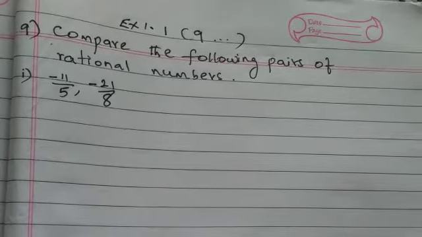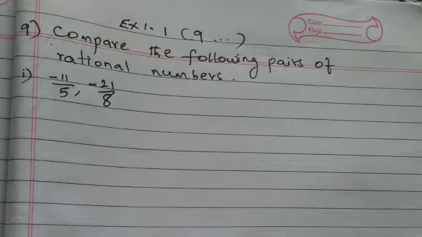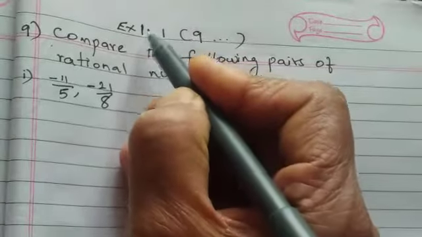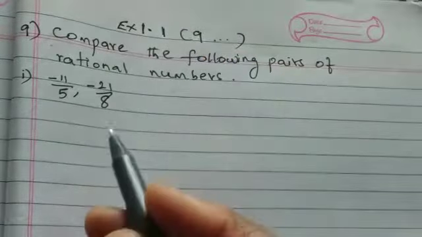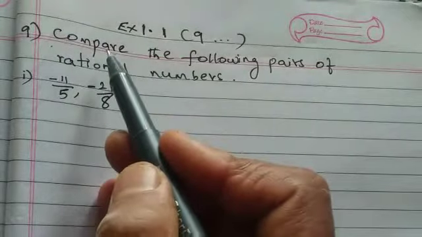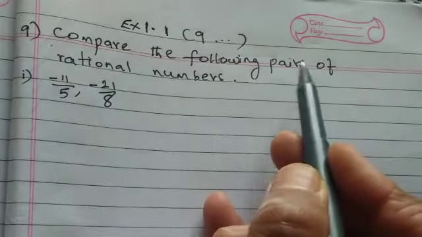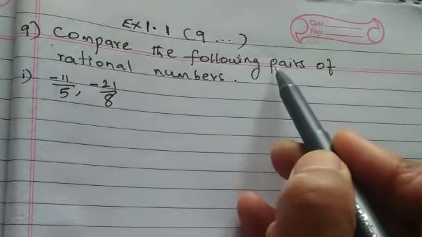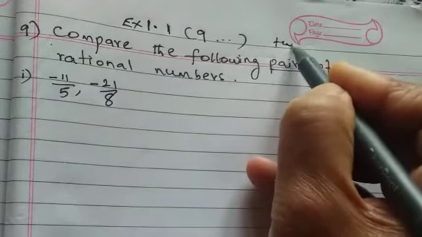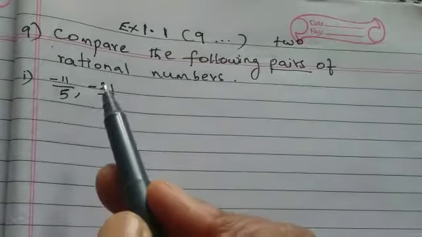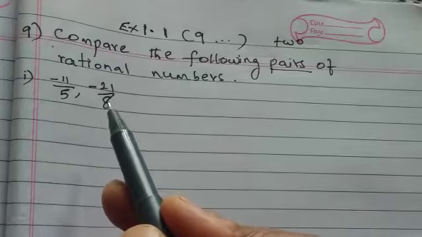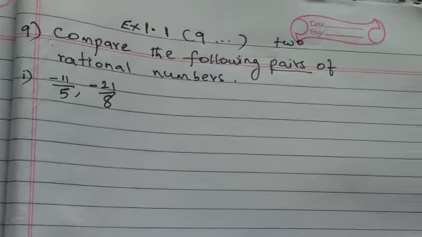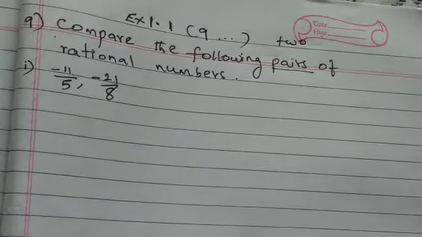Hi everyone. Today in this video we'll see class 8 rational numbers exercise 1.1 question number 9 onwards. Okay, question number 9 is compare the following pairs of rational numbers. Pairs, what do you mean by pairs? Pair means two numbers. So you are given two rational numbers. We have to compare them and find out which is greater and which is smaller.